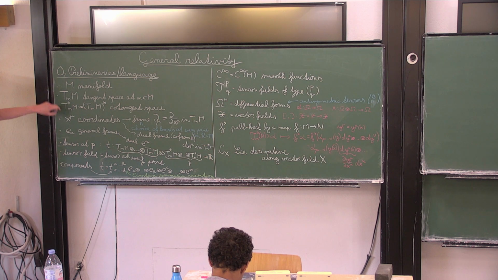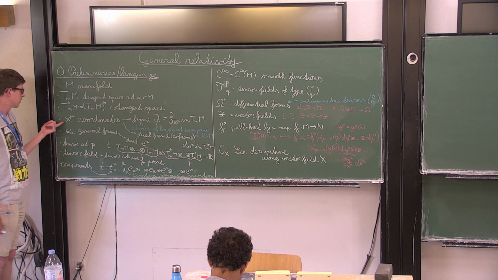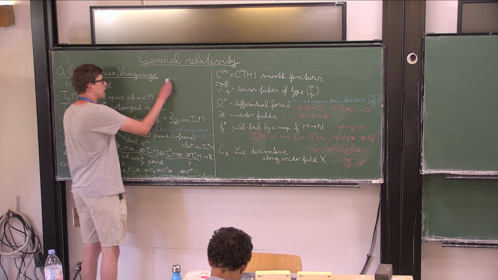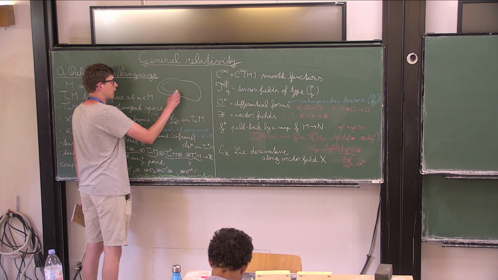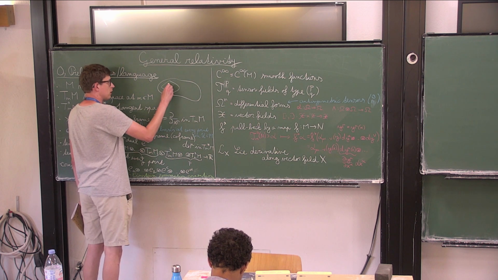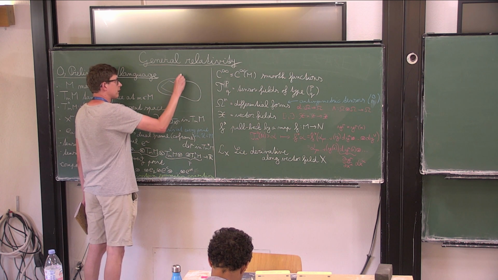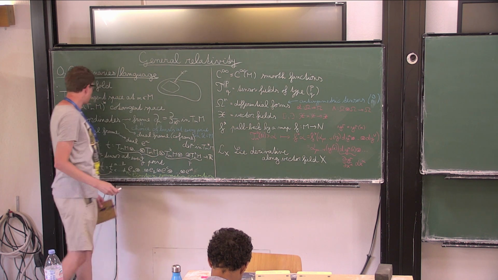It's a manifold. We have also seen the tangent space at any point, which I will call T_p M, and the cotangent space, which is the dual of that. Coordinates, I will typically call them x^μ. I will use Greek indices to label the coordinates. If you have a manifold, then you can have locally some coordinate patch, and it's here where the coordinates are defined. So it's a very local thing.